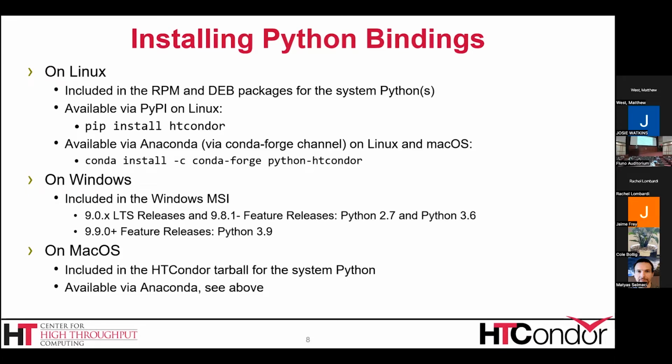On Windows, you can get them through the regular installer for HTCondor. And one thing I want to point out is up until now, we've released the bindings for Python 2.7 and 3.6 for Windows. Starting in 9.9.0, this will only be Python 3.9 until we decide to go to 3.10, 3.11, and so on. On Mac OS, you can get this via the system tarball, but again, we've just somewhat recently, I think since the last time I gave this talk, we've added this to Anaconda as well. So Conda install will work for you as well on Mac OS.